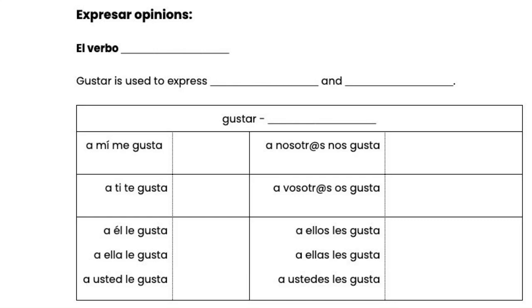All right, so these are the notes for the last page in the notes packet, the one that says "Expresar opiniones" at the top. This page is all about el verbo gustar. Gustar. This verb we use to express likes or dislikes. So the verb gustar means to like. And then we have the 6 different forms of it.